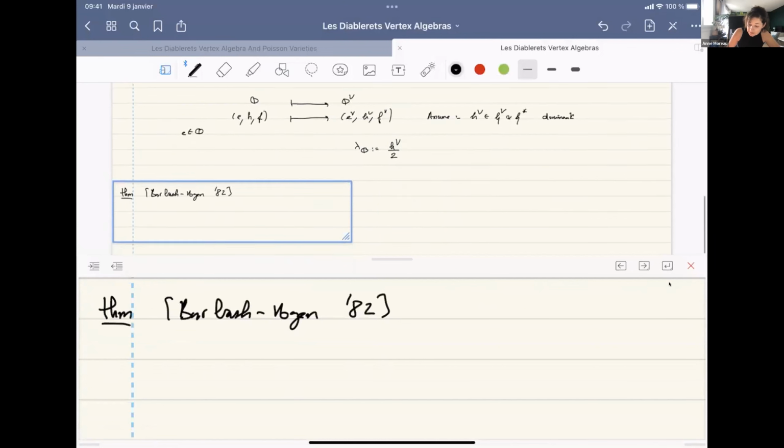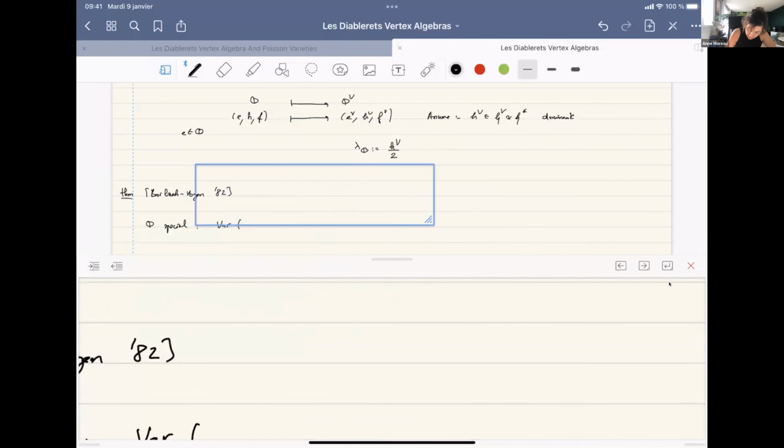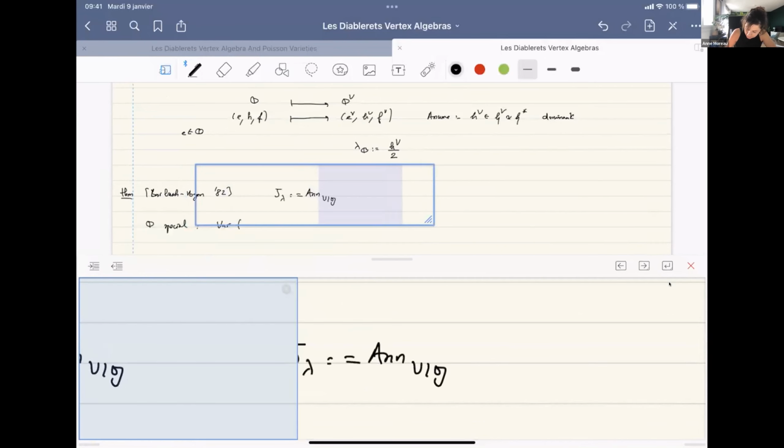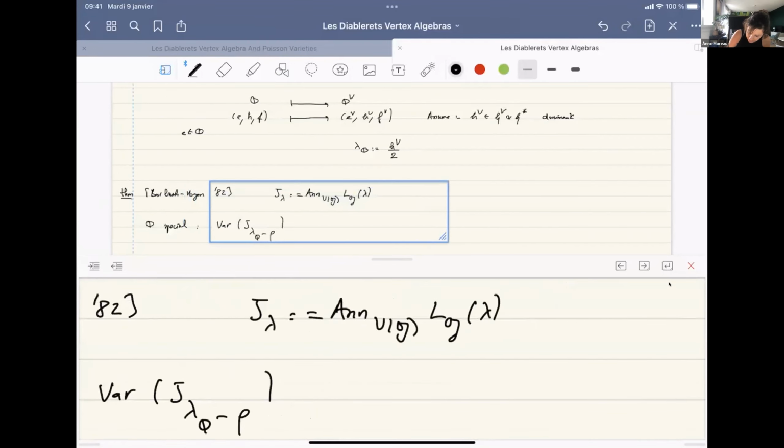So the statement says that if O is special, then the associated variety of, maybe I would like to give a notation for the annihilator for the sequel, I denote by that. So here, this will be lambda O minus rho, where rho is as usual the half sum of positive roots. And this is exactly the closure of our special nilpotent orbit.